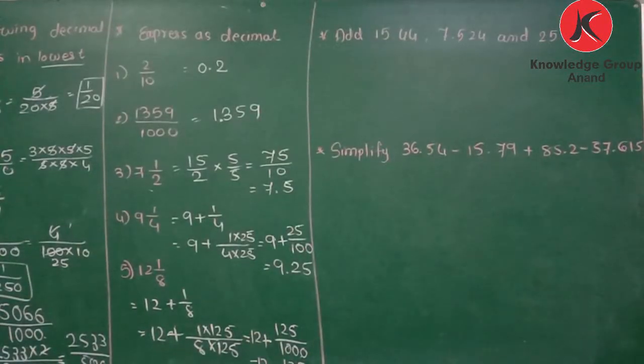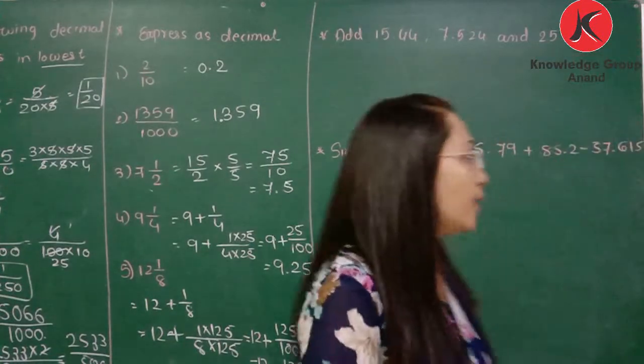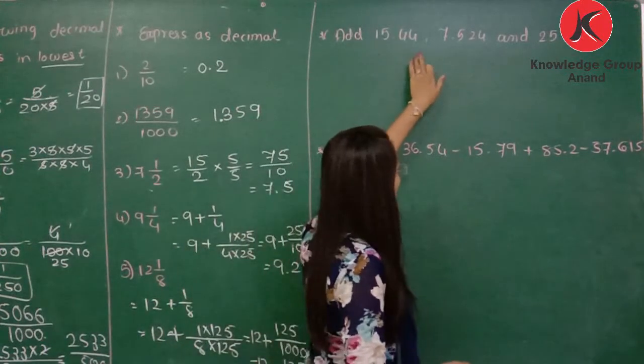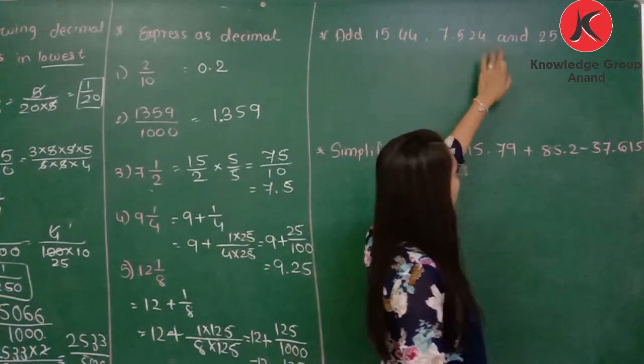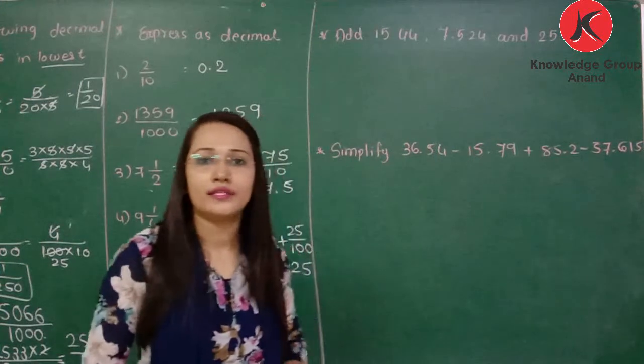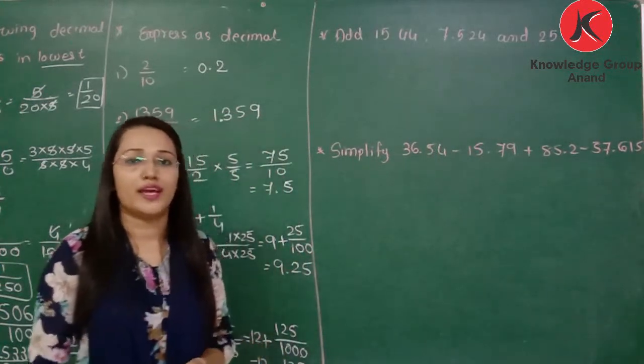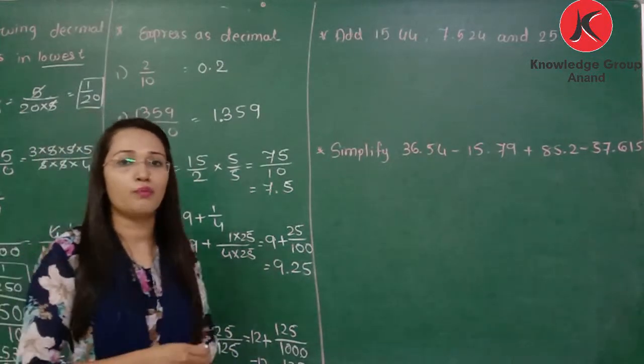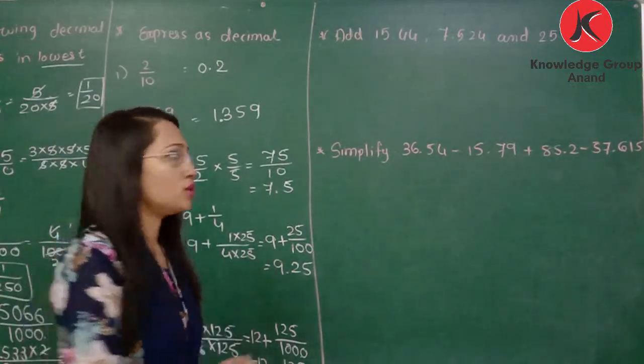Now let's take sums of addition and subtraction of decimals. So here, how to add decimals. Add 15.44, 7.524 and 25. As I already explained in the decimal part, whenever there is an addition, place the decimal point exactly below the decimal point.